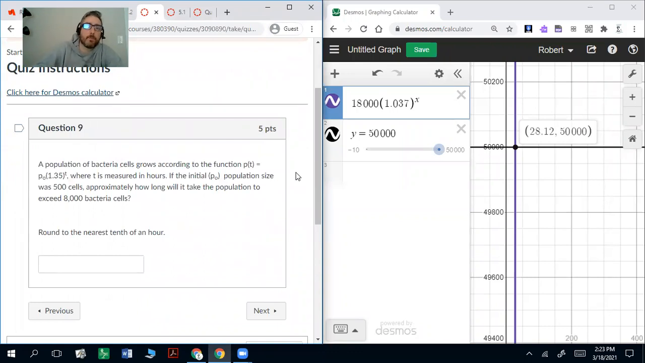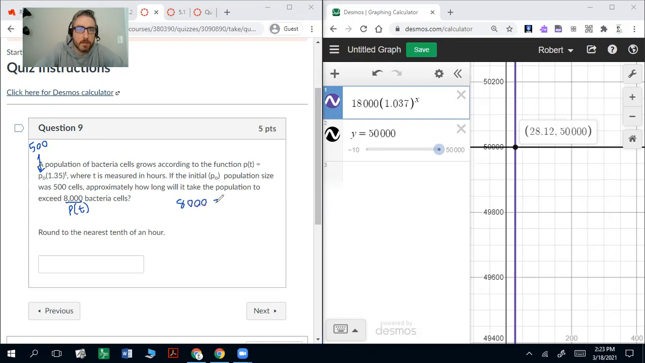Question 9. A population of bacteria cells grows according to the function P of T equals P0 (1.35) to the T power. T is measured in hours. If the initial population size P0 was 500 cells, approximately how long will it take the population to exceed 8,000 bacteria cells? So the initial is this number here, which is given to you as 500. This is going to be your P of T. That's your final amount. So it's going to be similar to the last problem.